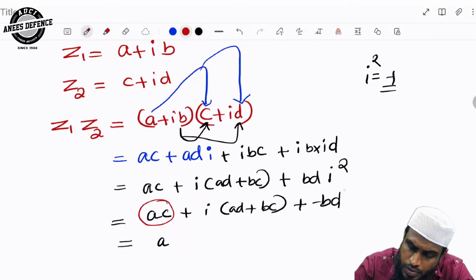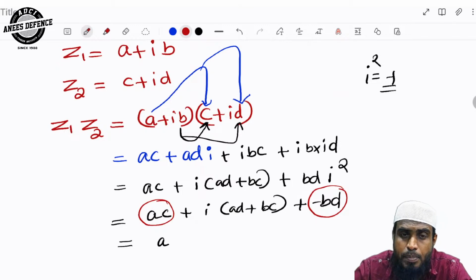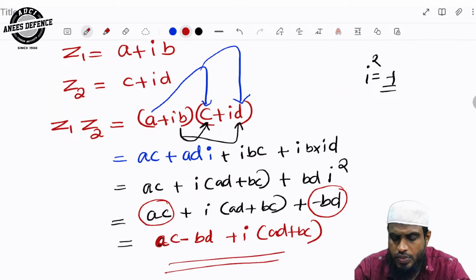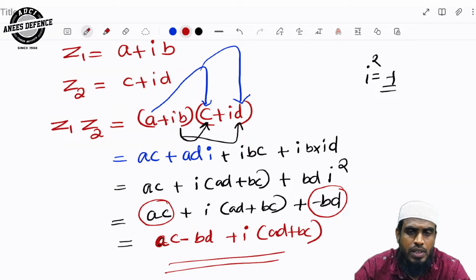So here, this is a real part. This is also a real part. So the real parts you can combine. So you can write AC minus BD plus i into (AD plus BC). That is multiplication. In multiplication, you can multiply a real part with the imaginary part. But when you are multiplying two imaginary parts together, then the i into i term will come into the place. So i square should be considered as minus 1. You should be very careful.